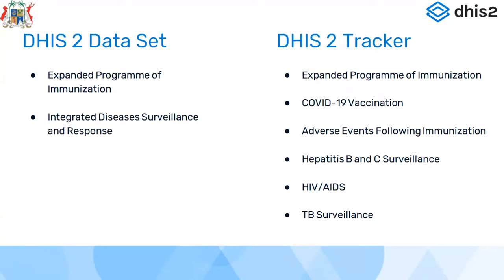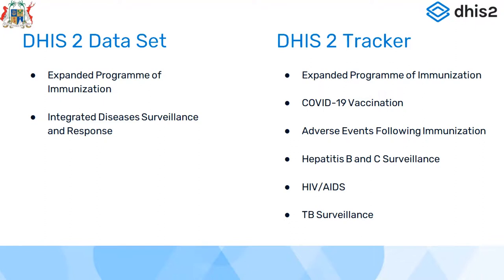In fact, we have DHIS2 Tracker. We also have DHIS2 dataset, two different servers for recording statistics and for recording patient data. We have not only hepatitis, but COVID-19 vaccination, the expanded program of immunization of infants and children under five. We have a tracker for HIV and AIDS. We have a tracker for TB surveillance.